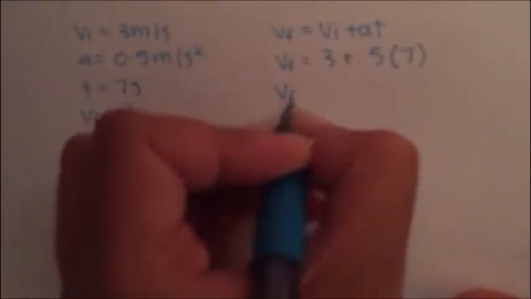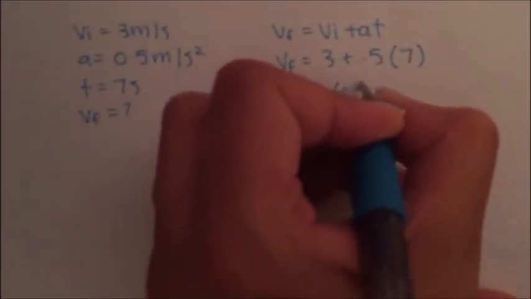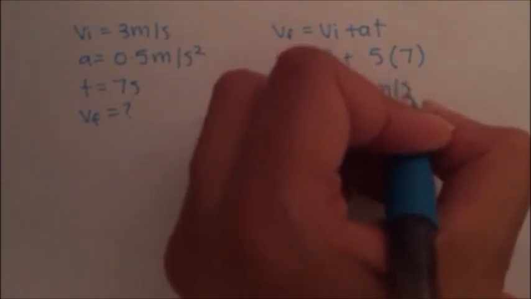The equation that relates these four variables is final velocity equals initial velocity plus acceleration times time. If we plug in our values for this, final velocity is going to equal 3 plus the acceleration of 0.05 times 7 seconds. Your final velocity is going to be 6.5 meters per second.